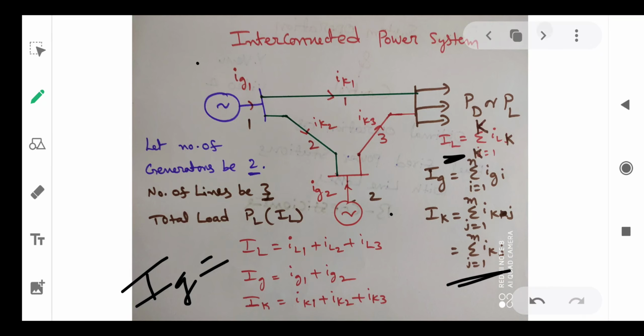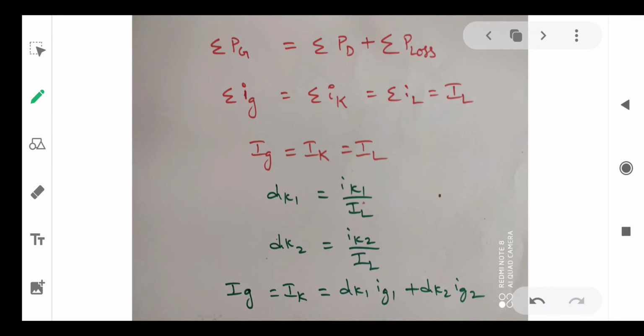And hence, in order to understand the complete problem of current distributions, we will consider the current distribution factors of each line.